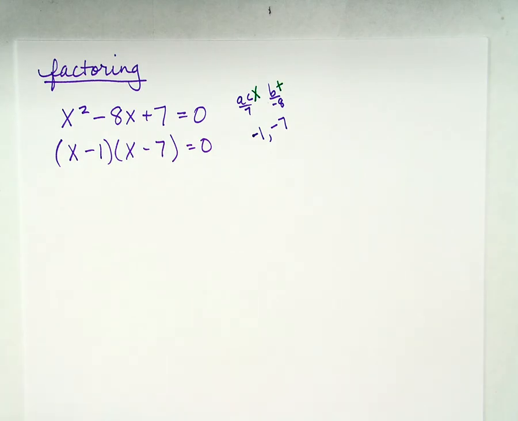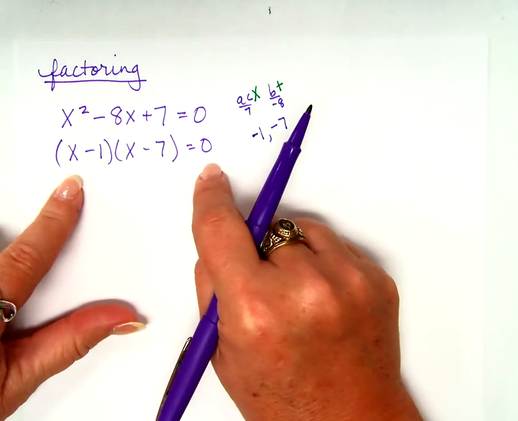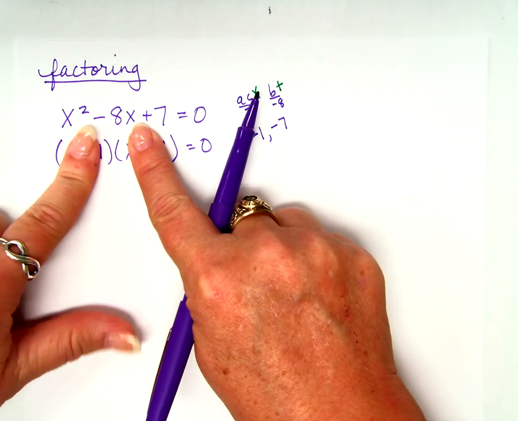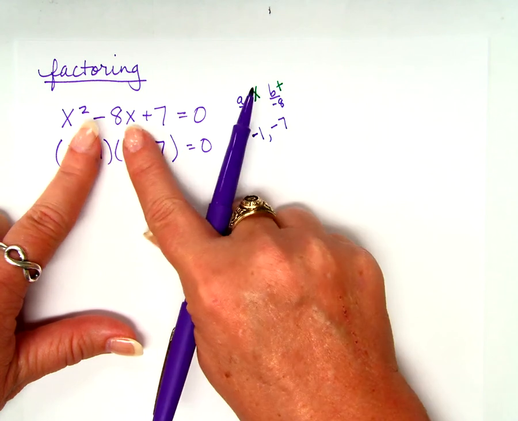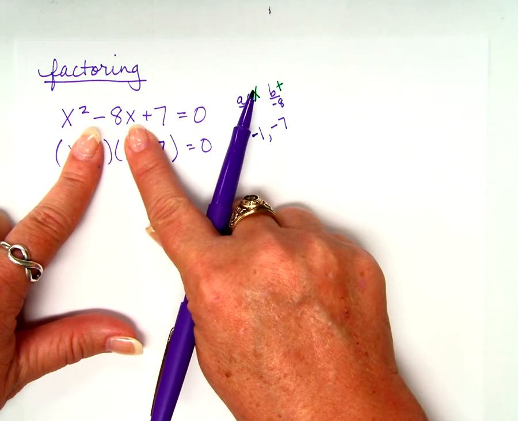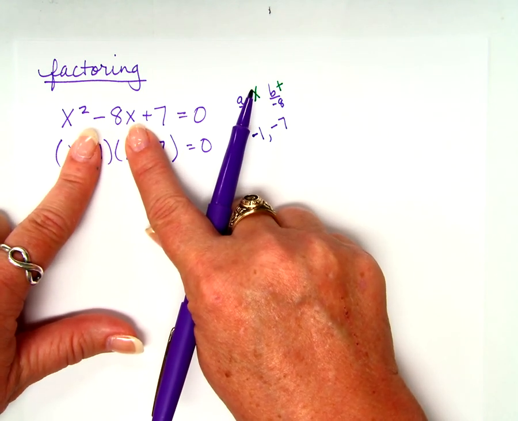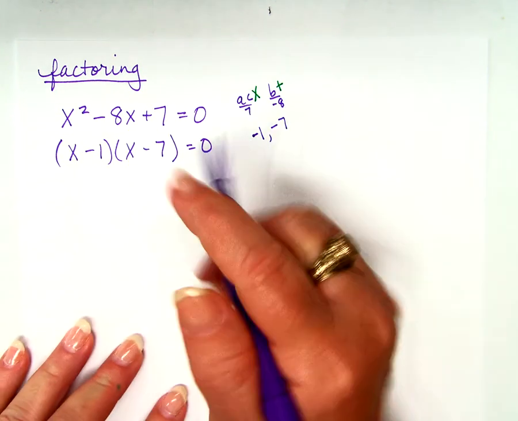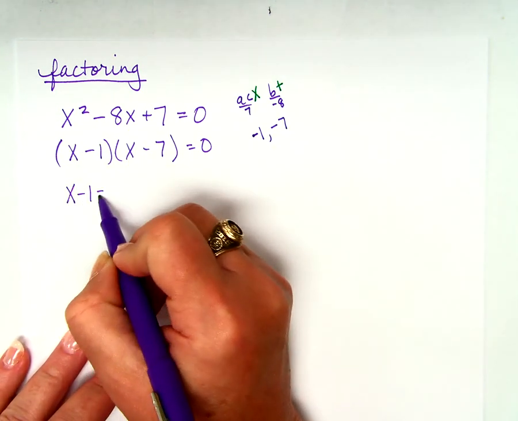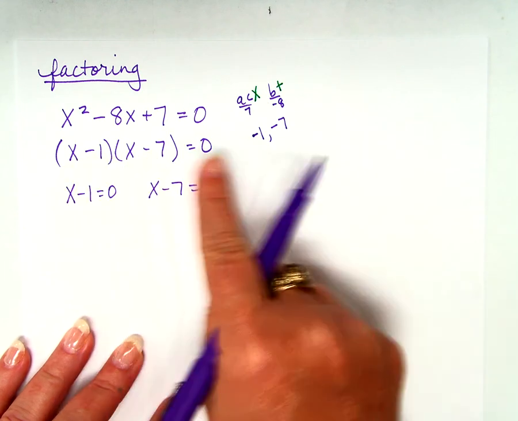Now, there's this thing called the zero product property that says if I multiply 2 things together and the answer is 0, what has to be true about at least one of these? What's the only way to get a 0 when I'm multiplying? One of them has to be 0, right? Well, the thing is that they could both be 0, right? And if I only make one of them 0, I'm forgetting one of the answers. So what I do is I set each one of them equal to 0 to see what makes each factor 0.